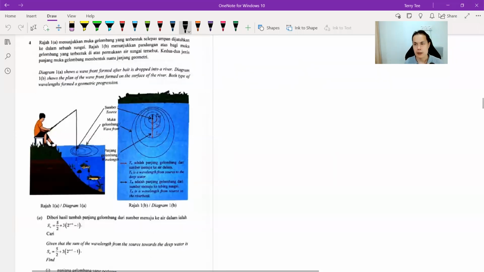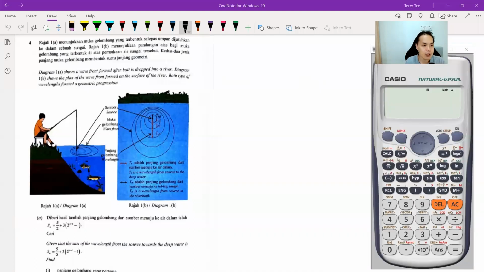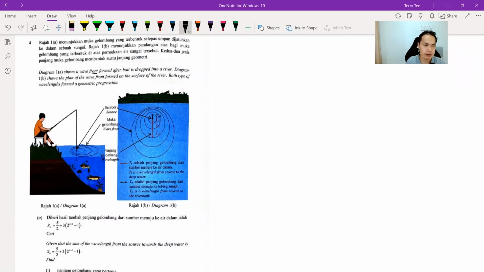Okay, question number 4. This is the question from the chapter progression. So now it looks a bit complicated, but it's not really. Yeah? Now, diagram 1A shows the wavefront. Actually should be waveform from a pebble dropped into water, into a river. Diagram 1B shows the plan of the waveform or wavefront form on the surface of the river. So both types of wavelength form a geometric progression. So we can see from here, the length is actually increasing. You can see from here it is increasing, right? Just to show you the diagram. The wavelength is actually increasing.